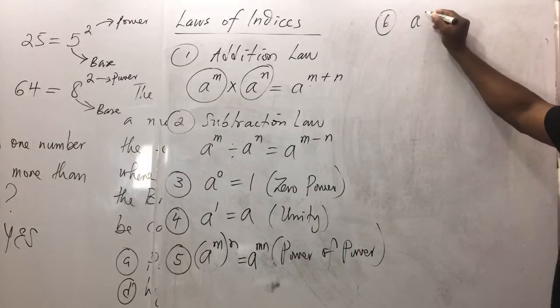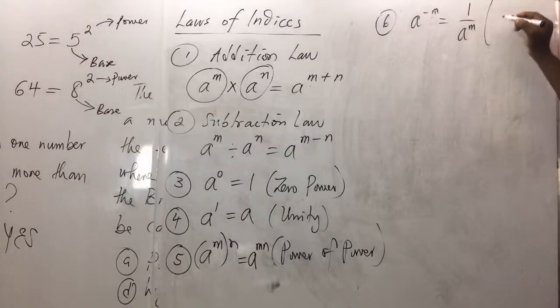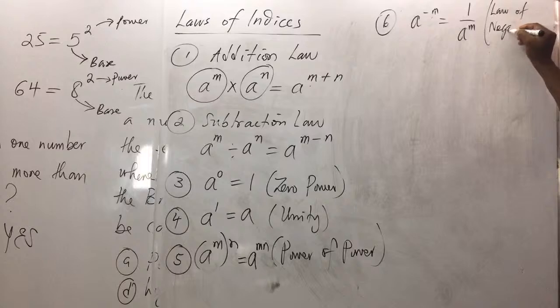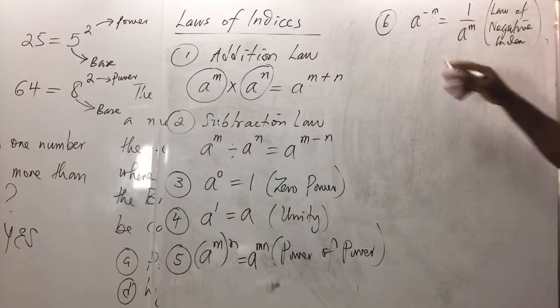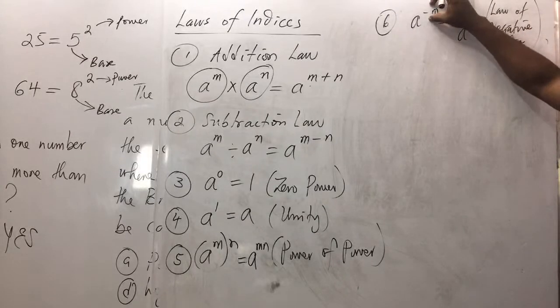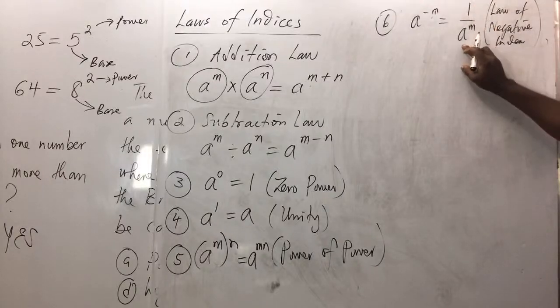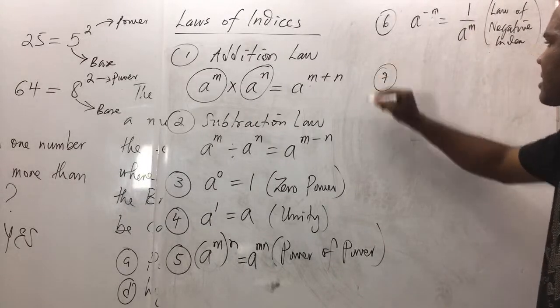So a raised to power minus n is 1 over a raised to power n. So this law is called the law of negative index, and that is law number 6. The law of negative index tells you that when a base is raised to a negative power, the result is the same as 1 all over the base raised to the positive power. Okay? Now let's go to law number 7.